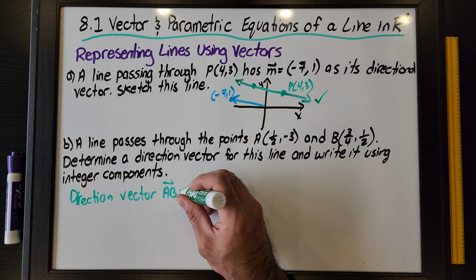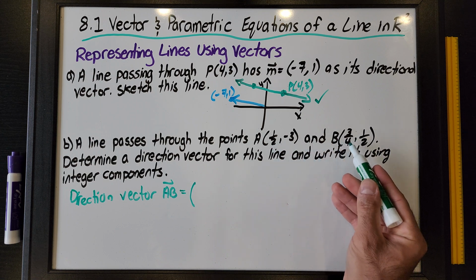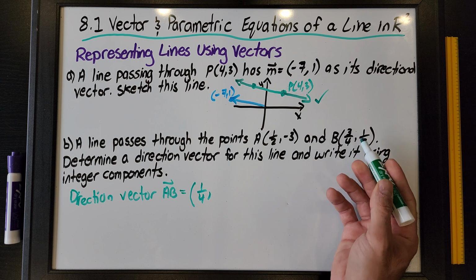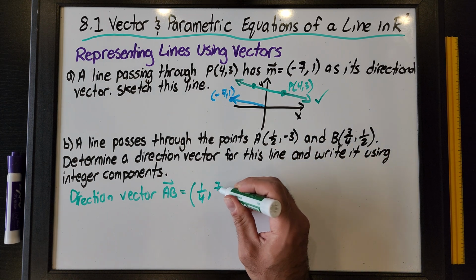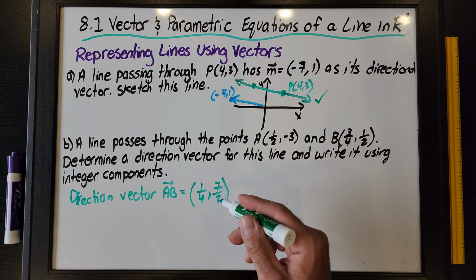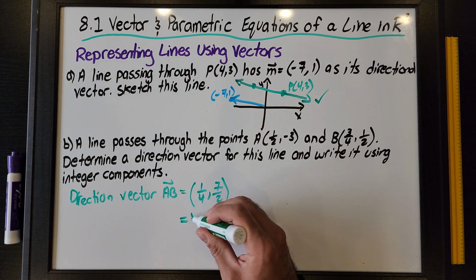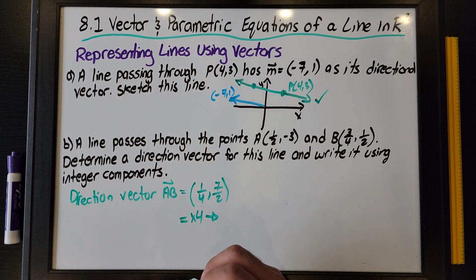So AB is going to be equal to just the subtraction of these two. So 3 over 4 minus 1 over 2 is 1 over 4. 1 over 2 minus -3 is plus 3. So that's going to be 7 over 2. So this is my vector AB. Okay. Now I want to multiply by 4 to get it into integers. I don't know how I'm going to write this, but I want to multiply it by 4.